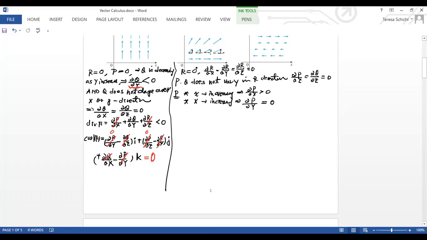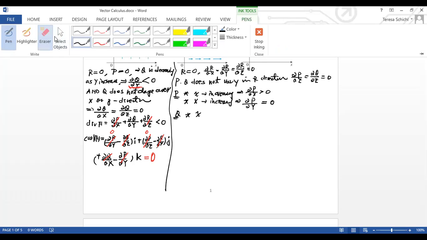Okay, now let me take a look at the Q part. So when y increases, see what happens here.